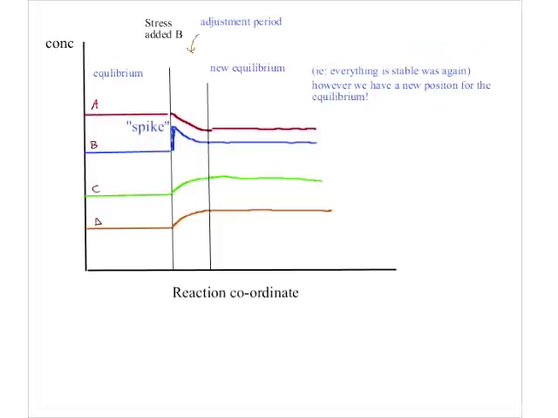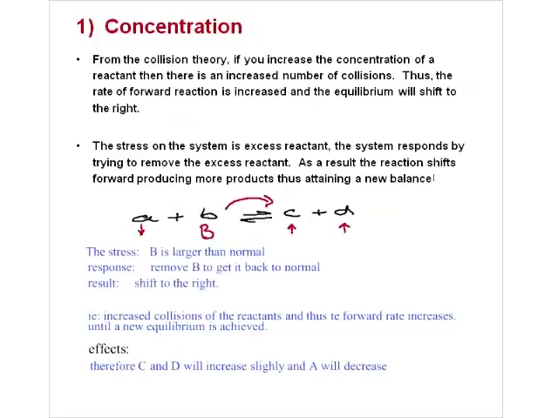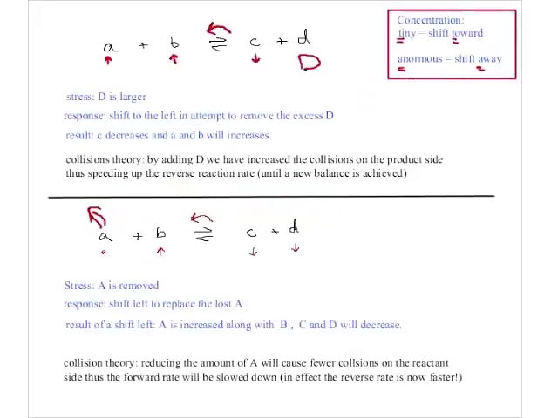Over here, we made B enormous. What did we do? We shifted away from it. If we were to make C tiny, we'd shift towards it. Okay, so you make it tiny, you shift towards it. So if you remove it, you shift towards it. If you add it, you shift away from it.